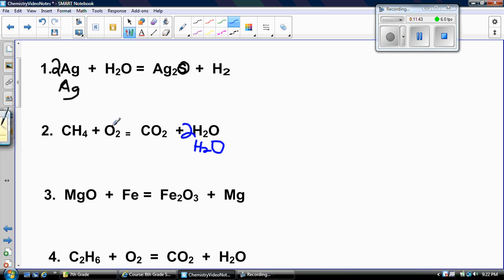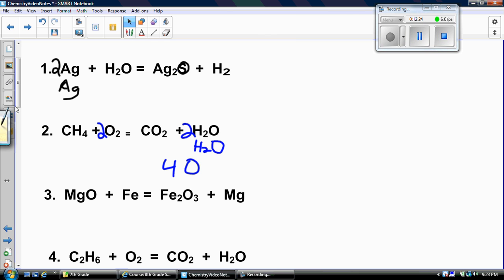Now let's check our oxygen. I have 2 over here, okay, but then when I add a 2 there, it doesn't just affect the hydrogen, it affects the oxygen. So I have 2 oxygens over here, because 1, 2, plus 2. So I have a total of 4 oxygen atoms over here. Well, I only have 2 over here, so I've got to add a subscript. So I'm going to add a 2, because 2 times 2 is 4. Now I have 4 oxygen, and that one is balanced.